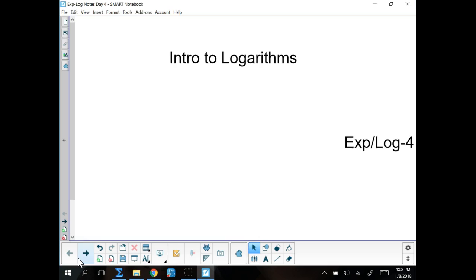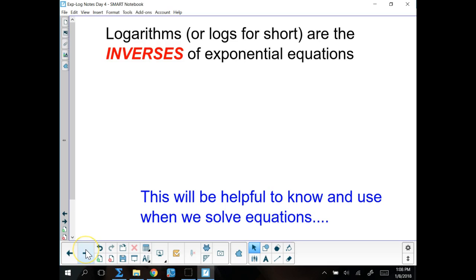Let's do this. Day 4. All right. Intro to logs today. Okay. Logarithms, or logs for short, are inverses of exponential equations.